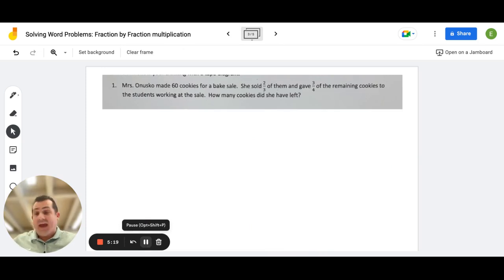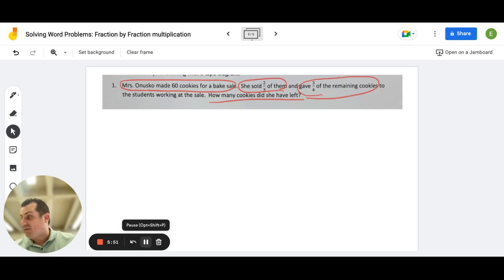Okay. Now, let's take a look at this one. Mrs. Onusko made 60 cupcakes for a bake sale. So she made 60 cupcakes for a bake sale. She sold 2/3 of them and then gave 3/4 of the remaining cookies to the students working at the sale. How many cookies did she have left?